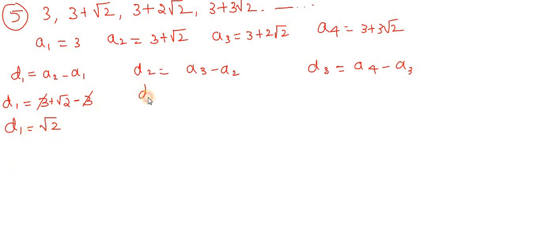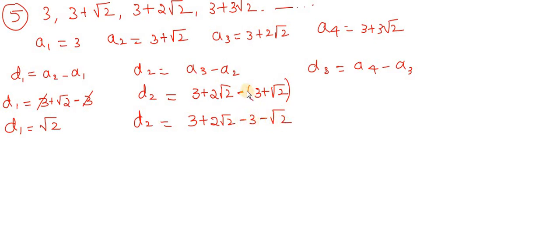Okay, so next d2, which is equal to a3 minus a2, is 3 plus 2 root 2 minus (3 plus root 2). Now simplify here. d2 is equal to 3 plus 2 root 2 minus 3 minus root 2. Why? Because I am multiplying the minus into the brackets. So here plus 3 minus 3 get cancelled.